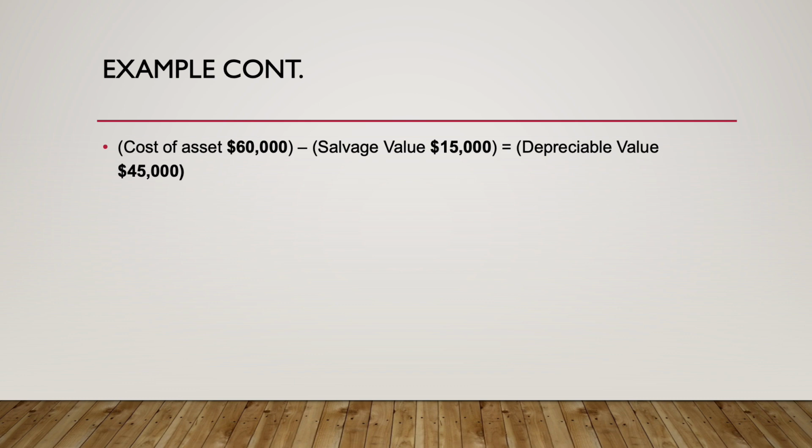Our cost of the asset is $60,000. We are going to minus our salvage value of $15,000, equaling $45,000. So we paid $60,000. We estimate we're going to get about $15,000 out of the car when we sell it, meaning we have $45,000 of cost to account for with our depreciating formulas.